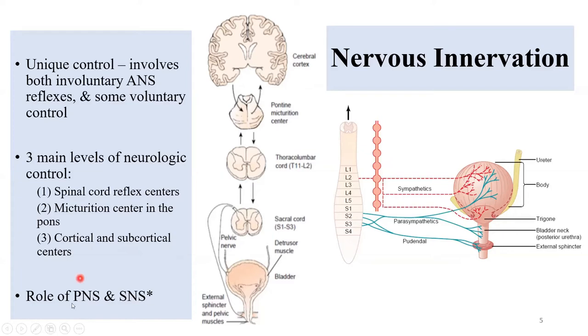Now, what exactly is the role of the parasympathetic and the sympathetic nervous system? It's an important point, and has to be obviously mentioned when you get a question on nervous innervation. So, very simply put, parasympathetics contract the bladder. Okay, so they are motor in nature, and when they get stimulated, simply put, the bladder will contract and try to expel its urine out. Okay. So what do the sympathetics do?